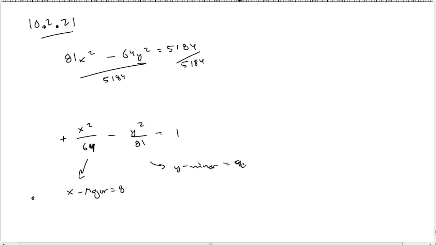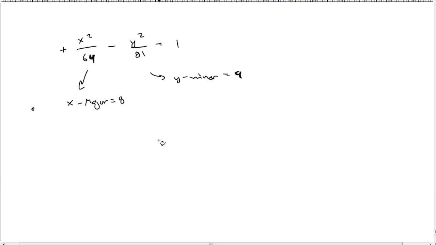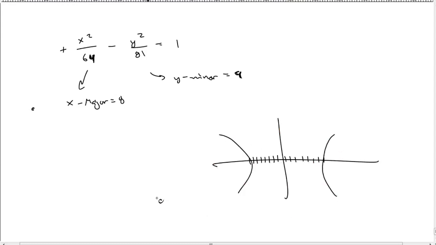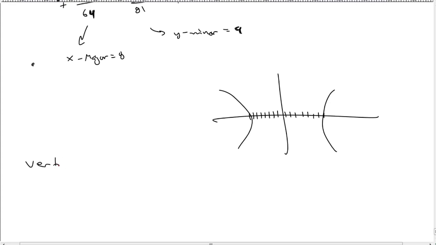That's good enough. And what they are wanting here is to graph it, to find the vertices and all that kind of stuff. Okay, fine. So x major 1, 2, 3, 4, 5, 6, 7, 8. 1, 2, 3, 4, 5, 6, 7, 8. There and there. Vertices are those endpoints that we just drew, so plus or minus 8, 0.